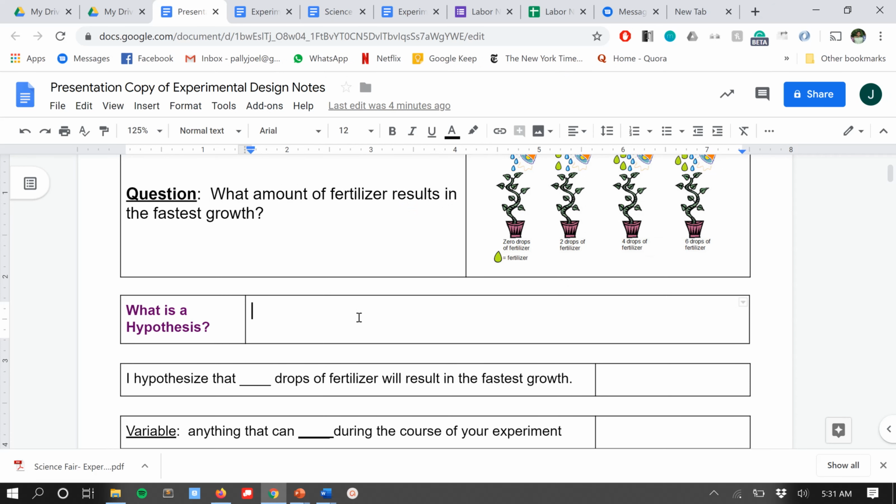I'm going to write that it's an educated guess about what will happen during the experiment.